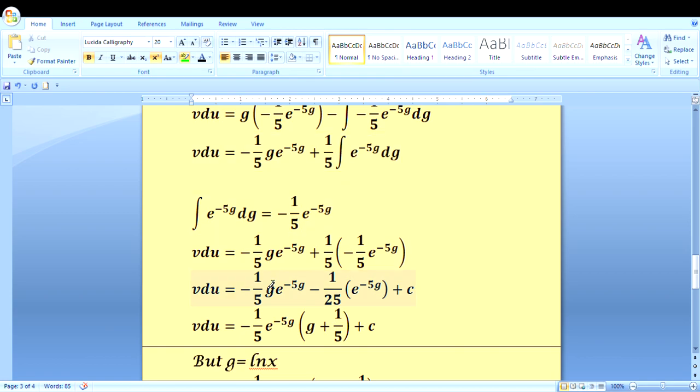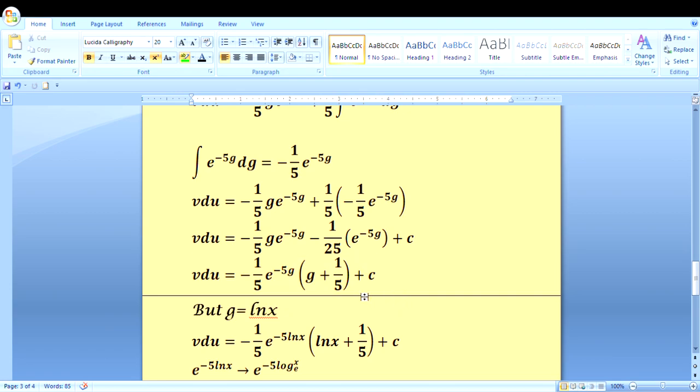Okay, so this becomes minus 1 over 5 g exponential minus 5g plus 1 over 5 into minus 1 over 5 exponential minus 5g. So here minus times plus becomes minus, 1 over 5 times 1 over 5 becomes 1 over 25 exponential minus 5g plus an arbitrary constant. So this side is already worked out. So this becomes minus 1 over 5 g exponential minus 5g minus 1 over 25 open bracket exponential minus 5g close bracket plus c, where c is an arbitrary constant.